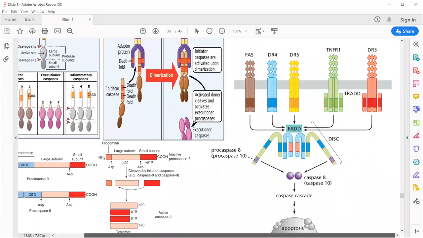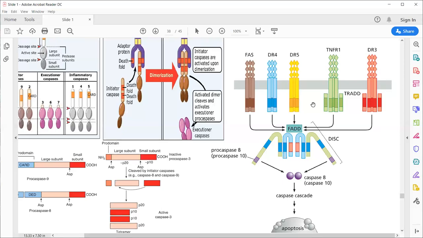Now the other players of the extrinsic pathway are the death receptors. The death receptors have a variety of names, but they all belong to the TNF receptor superfamily. Depending on the ligand they bind, FAS is also known as CD95. It binds with the CD95 ligand of the lymphocytes. Accordingly, the death receptors have a variety of names, but the common thing in all of them is that they have a death domain on their cytoplasmic side.